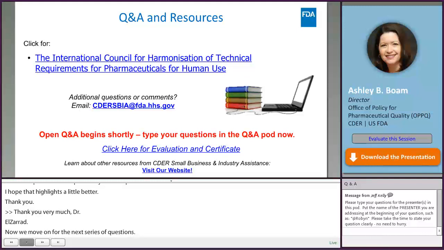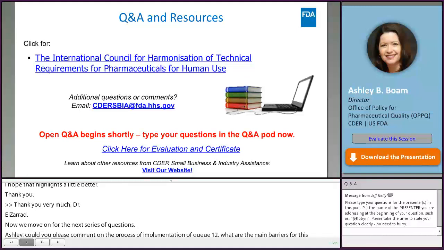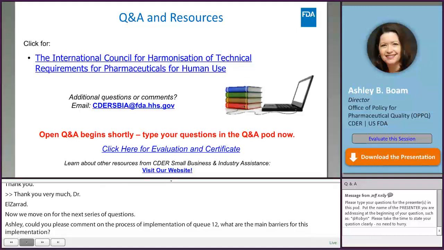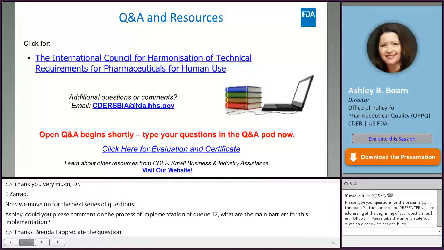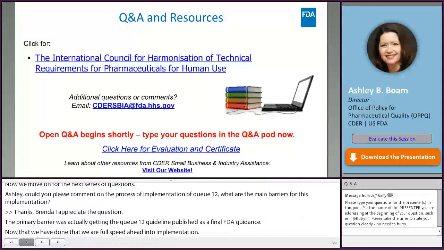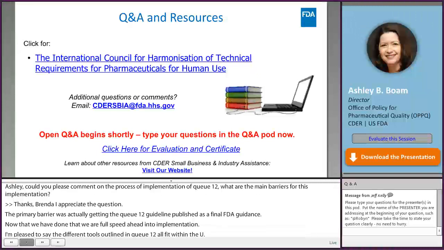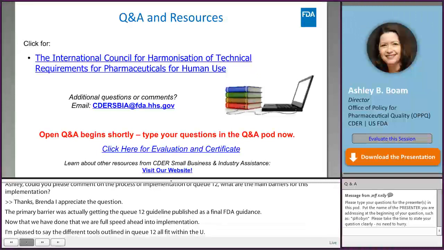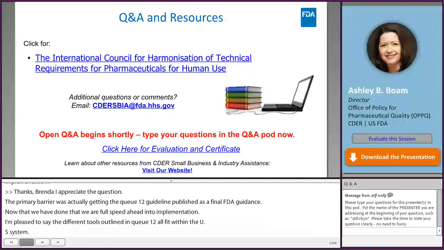Thanks, Brenda. I appreciate the question. So our primary barrier was actually getting the Q12 guideline published as a final FDA guidance. And now that we've done that, we are full speed ahead into implementation. I'm pleased to say that the different tools outlined in Q12 all fit within the US regulatory system. So unlike some of my regulatory counterparts, we did not have to make changes to our regulations to allow for implementation of Q12. Thank you.